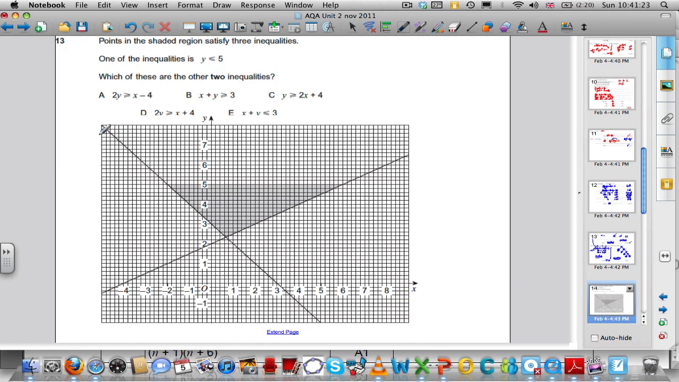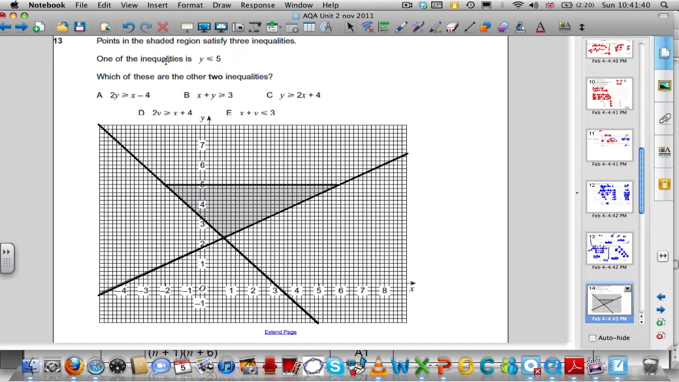Okay, question 13, a question on inequalities here. Just going to draw them in. It says the points in the shaded region satisfy 3 inequalities. One of the inequalities is y is less than or equal to 5. This equation here is y equals 5, so therefore I would agree that the shaded region is y less than or equal to 5. So anything below it is y is less than or equal to 5. Which are the other two inequalities?